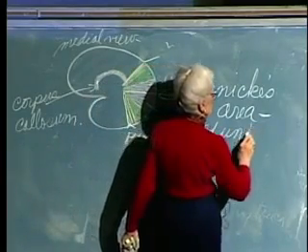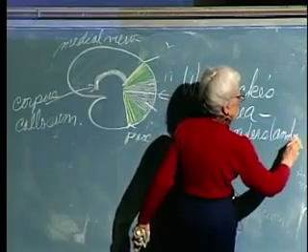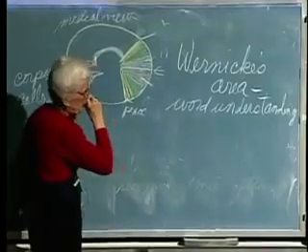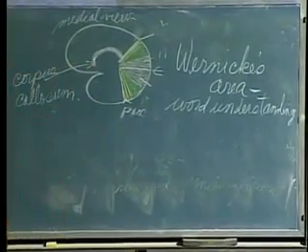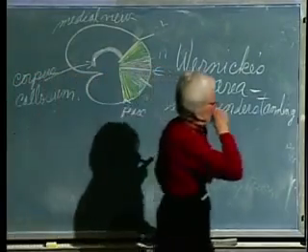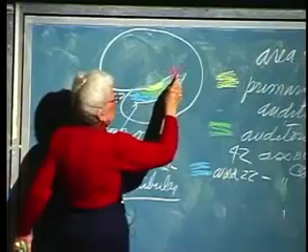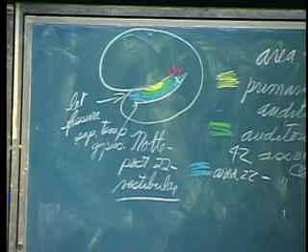It's one thing to hear a word, it's another to understand what it means. And classical Wernicke's has always been in the area of the posterior, this area, posterior lateral fissure. That's classical Wernicke's.